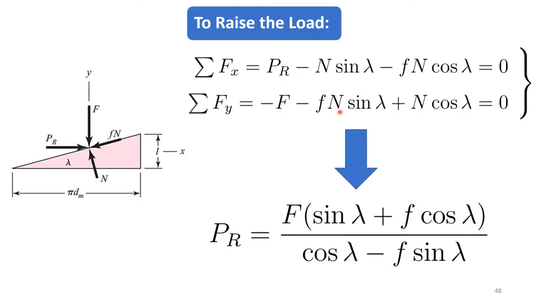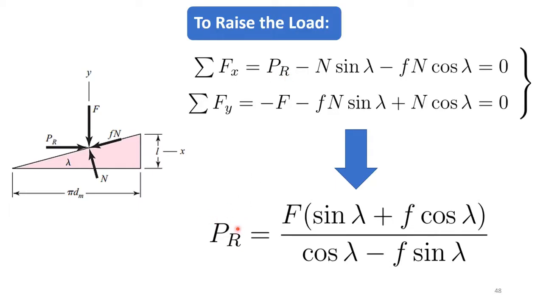We are not interested in the normal reaction, so what we can simply do here is to make the normal reaction the subject of this equation, and also make the normal reaction the subject of this equation. So we are just eliminating the normal reaction. When we do that, we can equate the two expressions after making the normal reaction the subject. Then we make PR the subject of that equation.